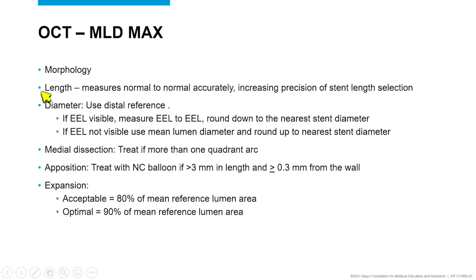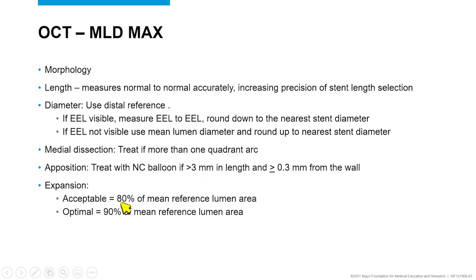And then there are ways of assessing the diameter of the lesion. You use a distal reference, and there are techniques of doing that. You also have to make sure there's no medial dissection after the intervention. You look for apposition, and you only treat malapposition if it's greater than 3 millimeters in length or greater than or equal to 0.3 millimeters from the wall of the vessel.